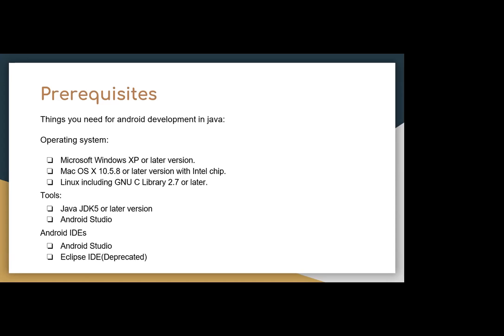Then the basic thing, obviously, if you are choosing Java, is that you need the JDK, Java Development Kit. JDK version 5 or later versions you can use. Now you see in tools we have Android Studio. You can download the JDK and set its environment, which I guess you would be familiar with, or simply you can download Android Studio. JDK also comes with Android Studio. It will ask you whether you want to download the JDK through it or not. You can download the JDK through that also, and then you are good to go.